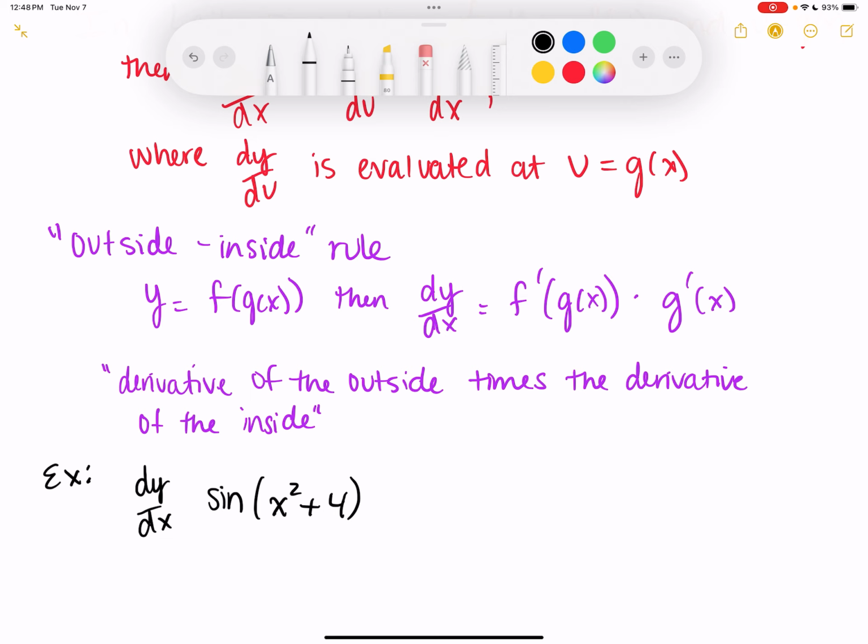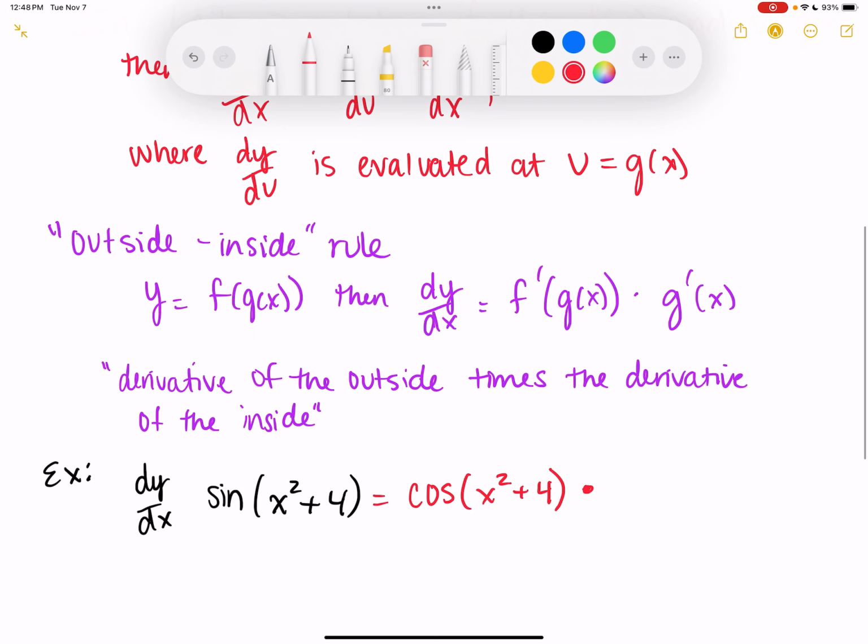So what this is going to look like is the derivative of the outside. So what is the derivative of sine? Ignore everything else. Cosine. So usually the derivative of sine of x is cosine of x. In this case, it's the cosine of everything in here, which is x squared plus 4, times, now we ignore the sine part and we just take the derivative of what's in the parentheses. So what would the derivative of x squared plus 4 be? 2x. So then this comes out to be 2x cosine of x squared plus 4.